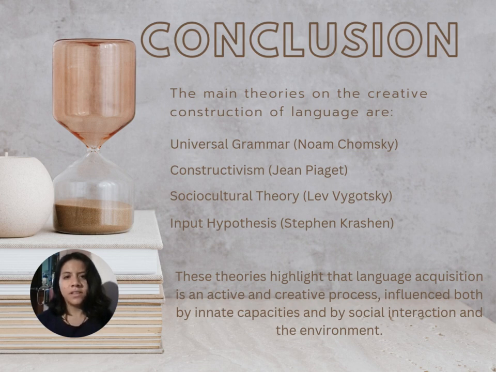Hello, dear professor. I'm Lorena Velasquez, and I'm going to give you a brief conclusion about the topic. The main theories on learners' creative construction of language emphasize innate abilities and social interaction. For example, universal grammar posits that humans have an innate capacity for language acquisition. Constructivism argues that children actively build their linguistic knowledge through interaction with their environment and cognitive development. Meanwhile, social theory highlights that children learn language through communication with others.